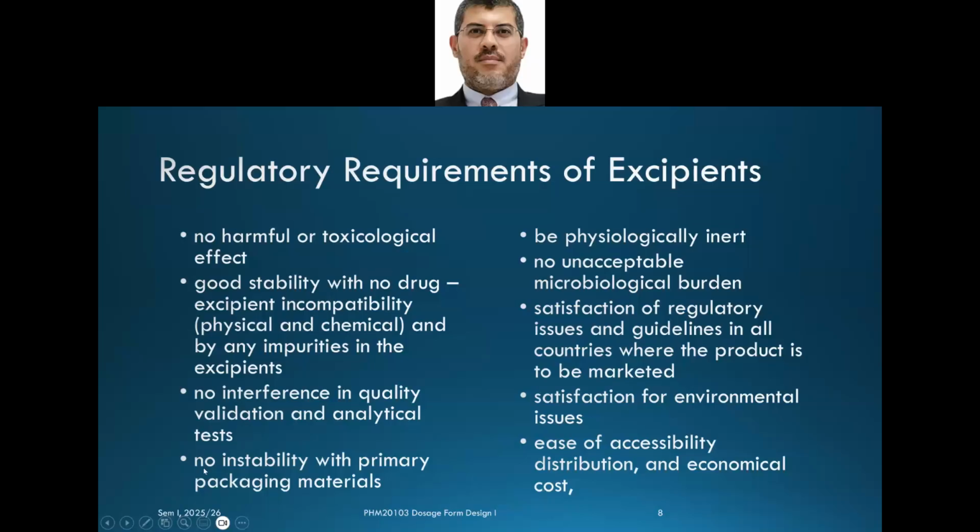And it should have no problem or interaction with the primary packaging materials. We have primary and secondary packaging materials, and even tertiary. Primary packaging material is the packaging material that comes in contact with the product itself. For example, you may see an ointment or cream in a tube, and this tube is in a carton box. The inner wall of the tube that comes in contact with the ointment or cream is the primary packaging material. Anything else is secondary packaging material. For example, the carton box is called secondary packaging material.